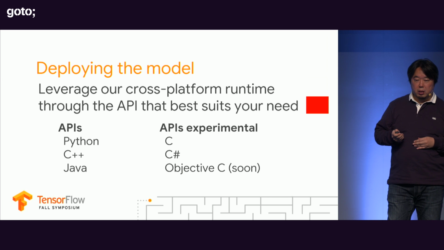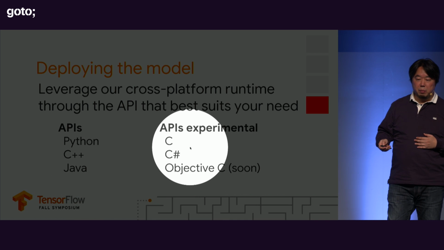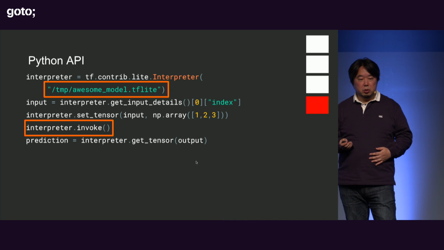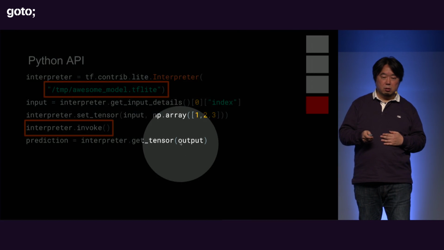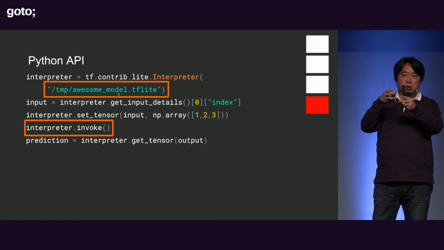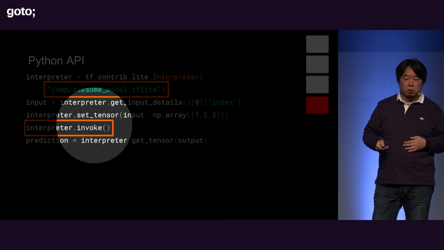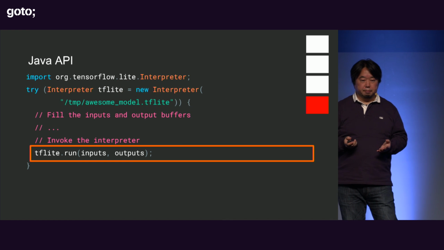Deploying the model. We provide the APIs for using the model from mobile and embedded systems. You can use the APIs for Python, C++, Java, and there are also experimental APIs for C, C#, and Objective-C. For example, if you are using the Python API on the Raspberry Pi system, then it's really easy to use. First, you have to copy the .tflite file into your device and load that model into the interpreter. And you can just call the invoke function to do the prediction with the model.